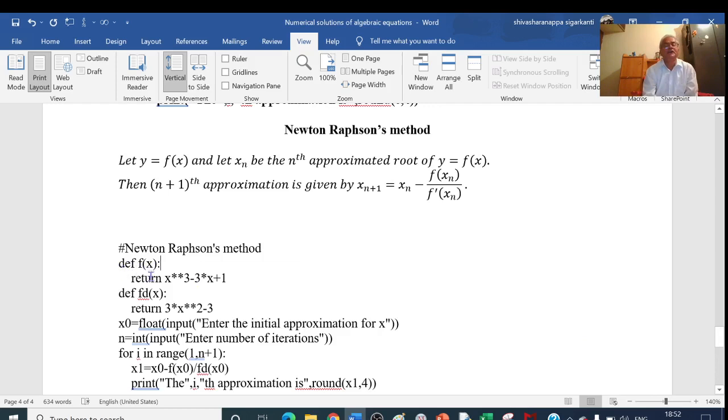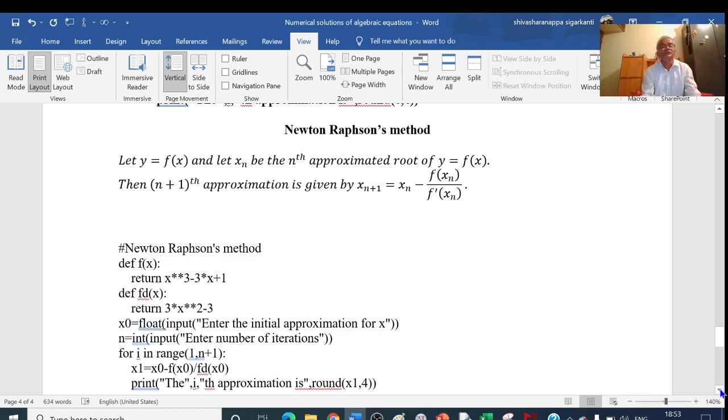So here I am defining def f(x): return, and I am considering this equation, x cube minus 3x plus 1 equal to 0. As in this formula we need f dash of x, its derivative is required. Therefore, I will define another function and name it fd, for f dash. For fd of x, I will write the differentiation of this, that is 3x square minus 3. This is your f dash of x and this is your f of x.